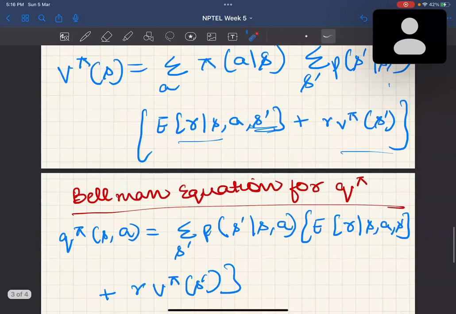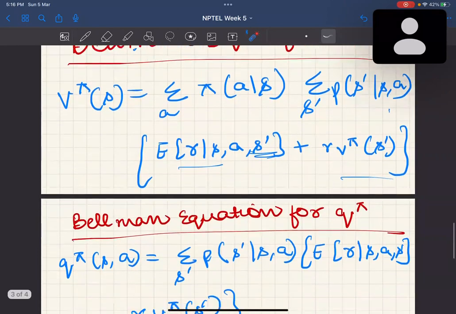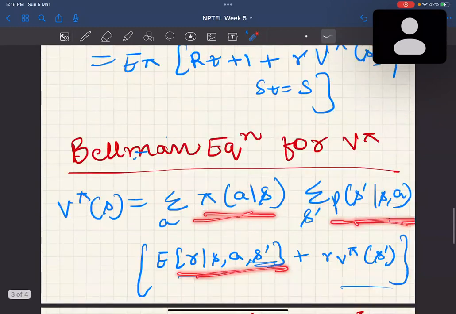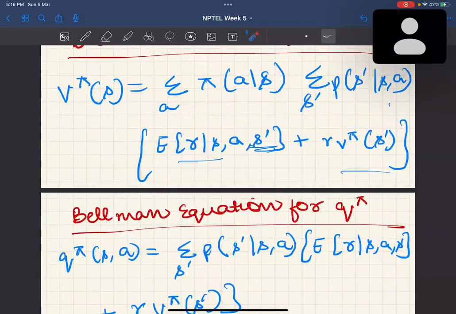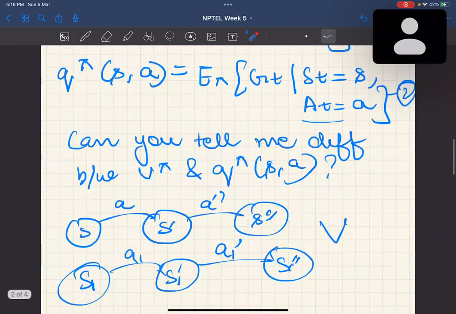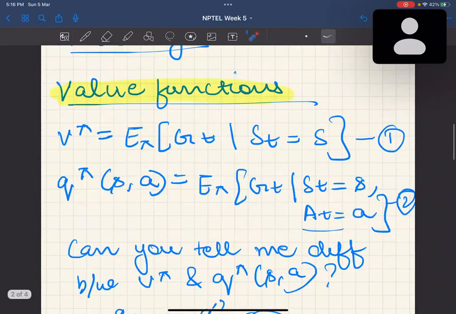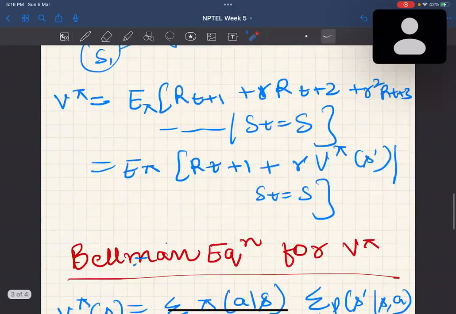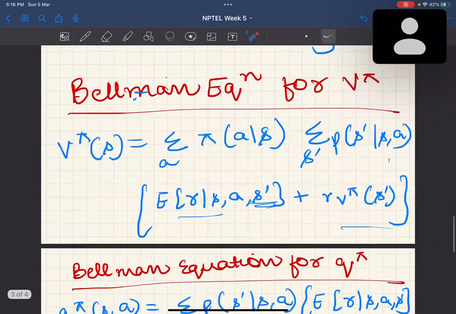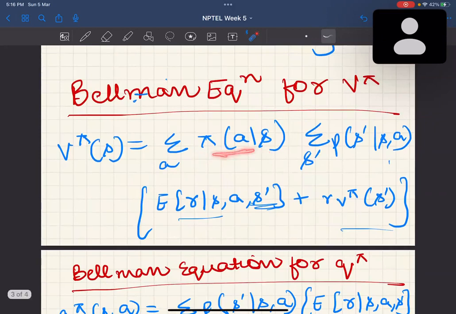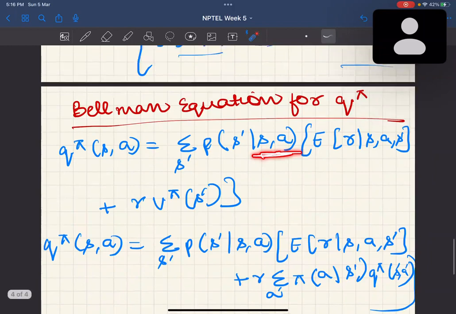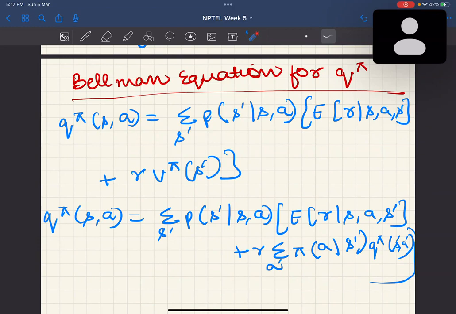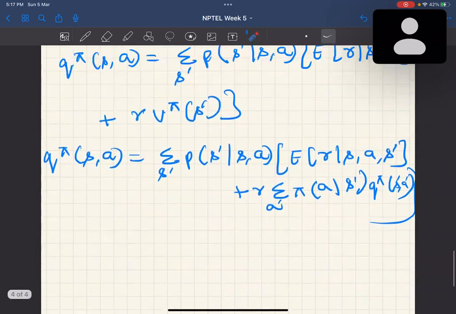For the first one, this is for the immediate reward; this is for R t+1. Here we know the action: A t is equal to A for Q. For the value function, we don't know the action, so from the policy we said that A is the action. Here we know this A, so that is why I'm not writing pi here. Got it? Or I'll explain. Yes, I got it.